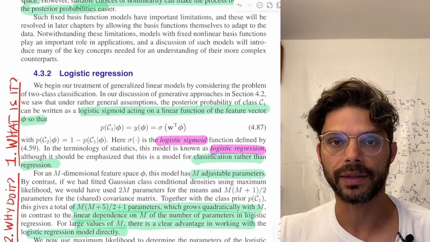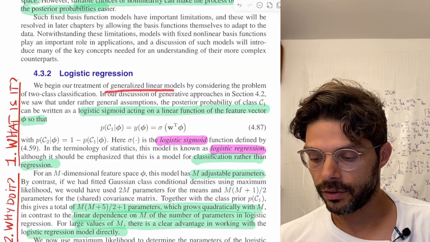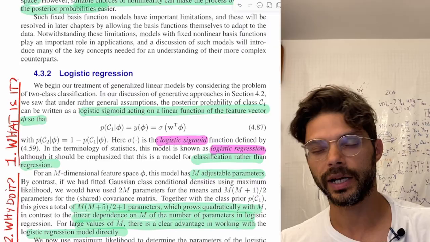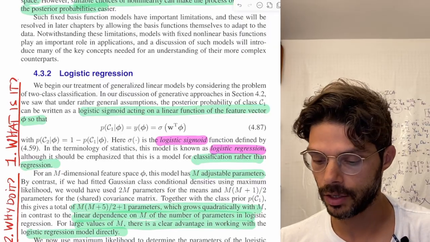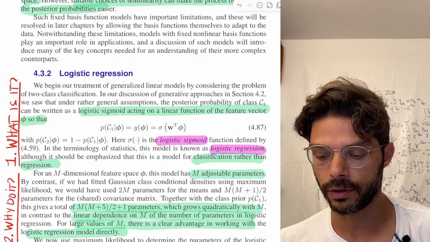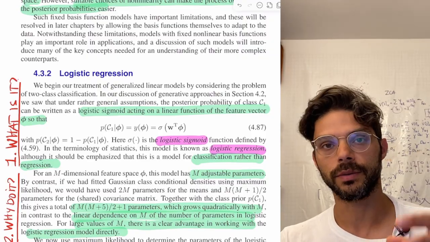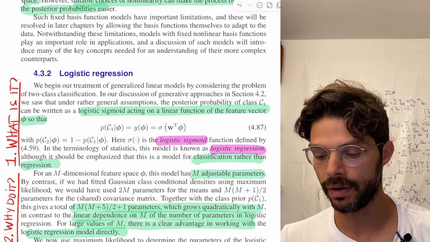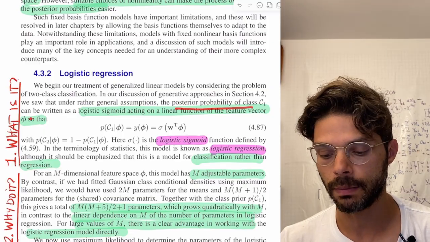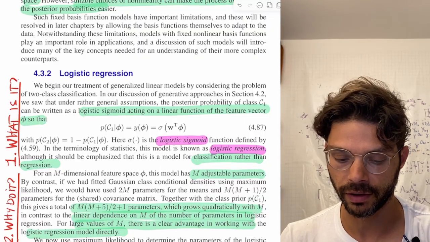Okay, so let's start at the top. So he says, we begin our treatment of generalized linear models by considering the problem of two-class classification. That's all we're going to talk about today. In a couple of sections, we'll talk about multi-class classification. In our discussion of generative approaches, we saw that under rather general assumptions, they weren't necessarily general, so you had to assume that your different classes had the same covariances, but sometimes that's fine. The posterior probability of class C1 can be written as a logistic sigmoid acting on a linear function of the feature vector. So that's a bit of a mouthful.